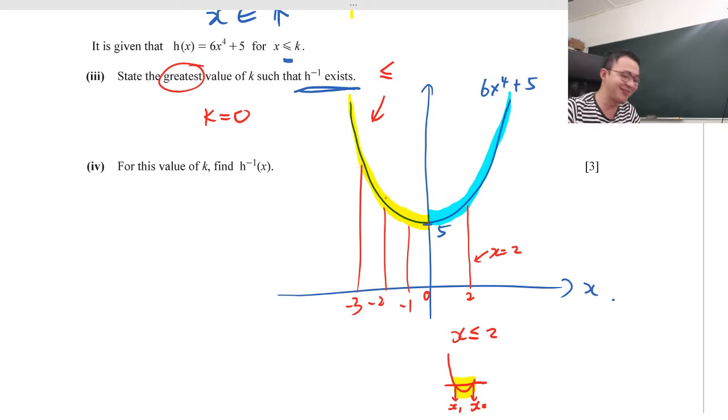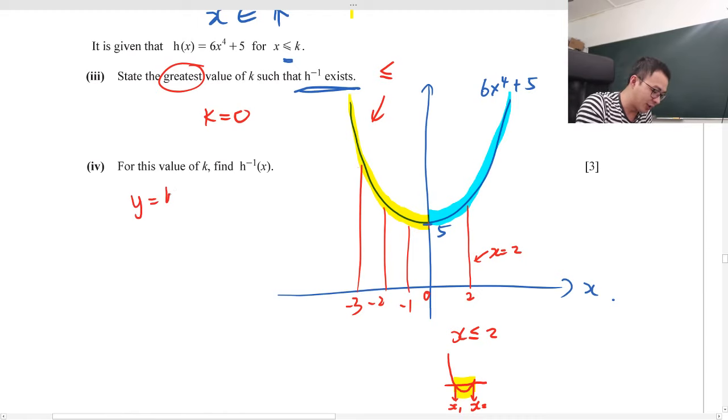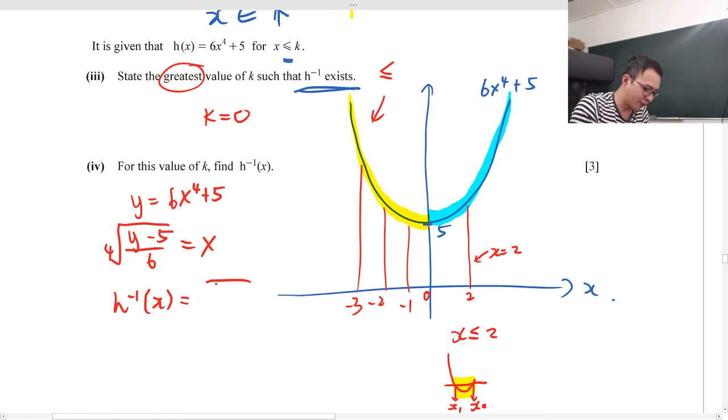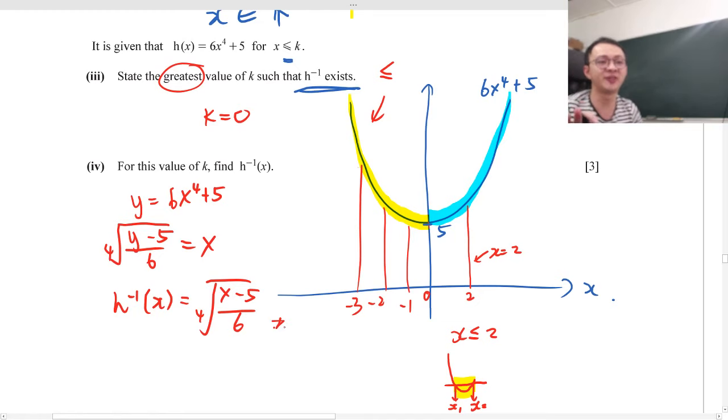Yeah, this 1 mark question will take a lot of understanding. But yeah, this is how it is. So I say it's quite hard for a 1 mark question, but I hope you can understand. So for this value of k, I need to find the inverse. So I say y equals 6x to the power of 4 plus 5. So the 4th root of (y minus 5) over 6 equals x. Therefore, h inverse of x equals the 4th root of (x minus 5) over 6. Alright, this is the inverse function. I'm not going to teach you about inverse function. I hope you can understand that.